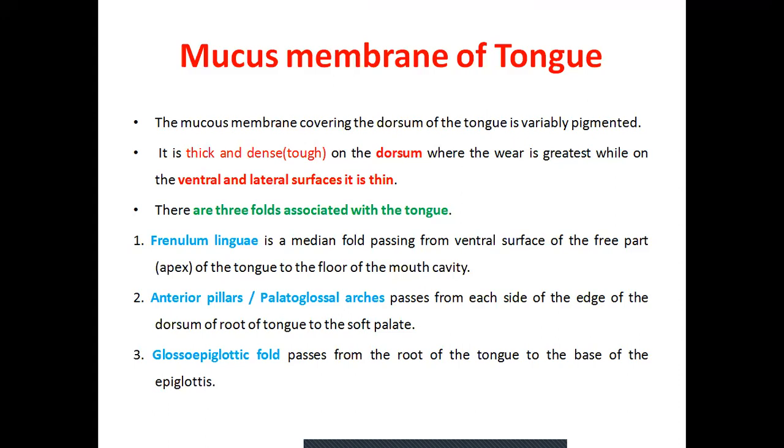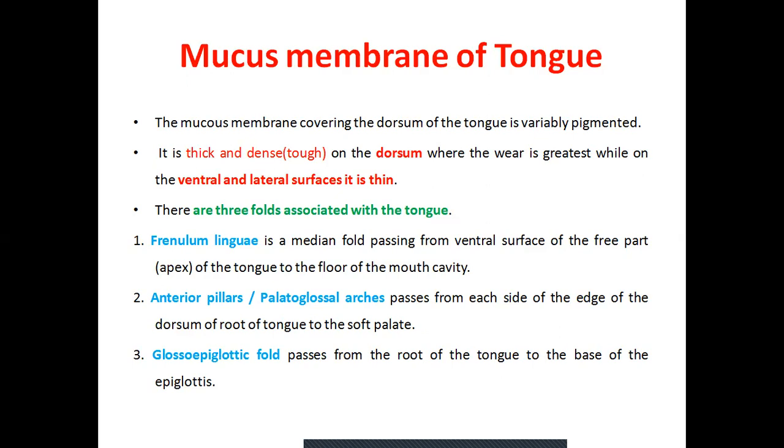Mucous membrane is generally rough and thick on the dorsal surface, and it covers the greater part, while the ventral and lateral surfaces have thin mucous membrane. So if you are asked where you will get the thickest mucous membrane of the tongue, you have to answer: the dorsal aspect of the tongue, whereas the ventral and lateral surfaces have thin mucous membrane.